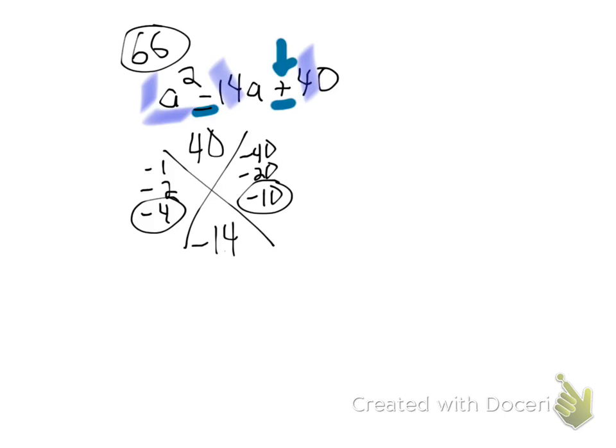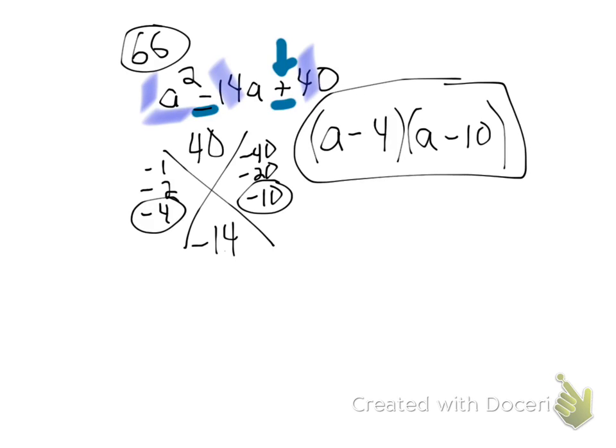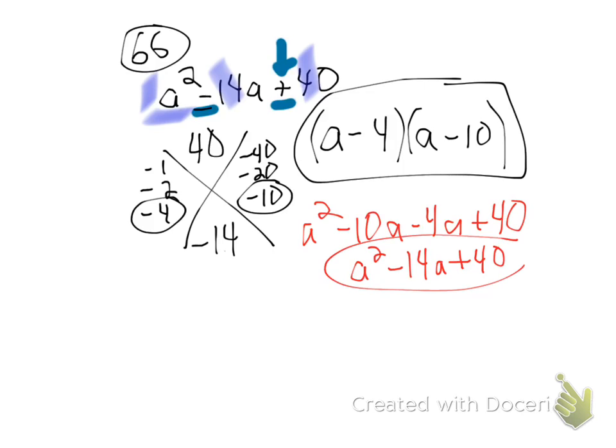So our variable that we're using in this problem is an A. So we're going to have an A here and then an A here. So this becomes A minus 4 times A minus 10. And if you FOILed this out, this is your answer. But if we FOILed it out and checked our answer real quick, we do A times A first, A squared, A times negative 10, negative 10A, negative 4 times A, negative 4A, negative 4 times negative 10 is plus 40. We get A squared minus 14A plus 40. And that's how you do these every single time.